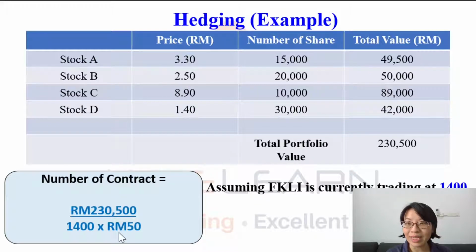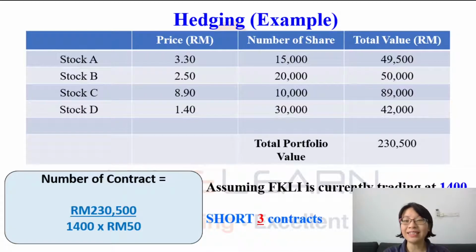So the formula would be like this: 230,500 divided by 1,400 times 50. So how many contracts do I need to hedge? It's very simple. I just need to short 3 FKLI contracts. In short, if I have a stock portfolio of 230,500 and I'm going to use FKLI to hedge, or protect my stock portfolio, what I need to do is go into the FKLI market and short 3 contracts, or sell 3 futures contracts.